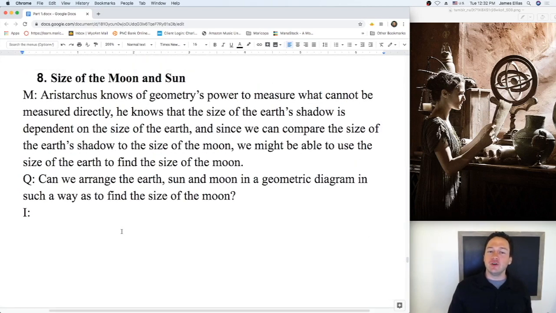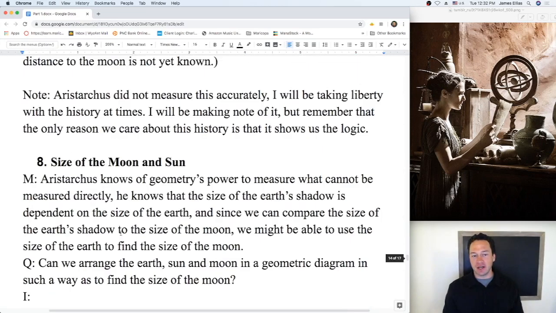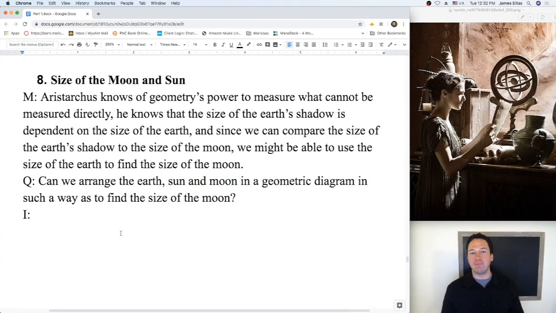Aristarchus is going to use this knowledge to figure out the size of the moon and the sun. He's actually going to figure out their size using geometry. He's going to figure out how big these objects are in kilometers, in units we can compare to units here on Earth. Here's the way Aristarchus thought of it.